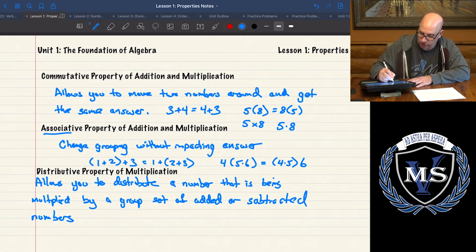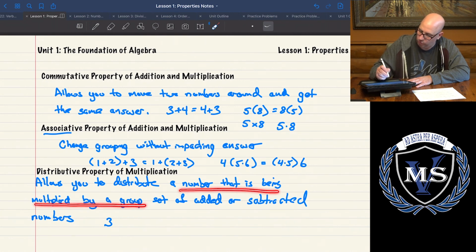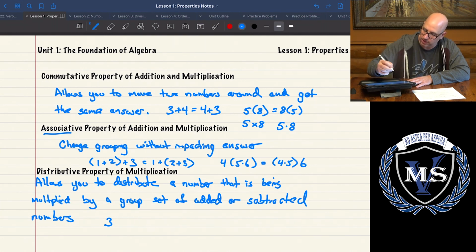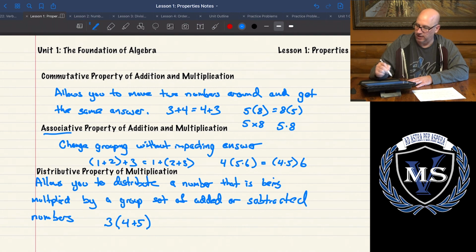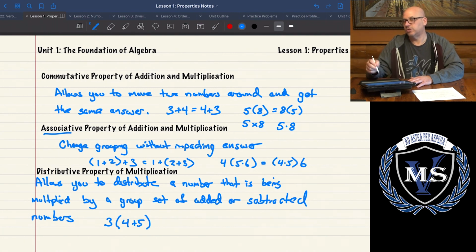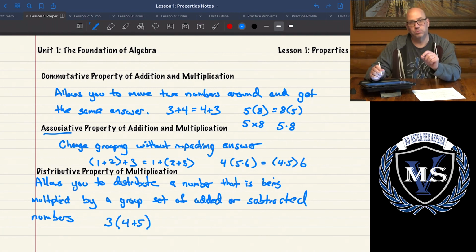So if I have 3, for example, it takes a number that is being multiplied. So right here I said a number that is being multiplied by a group. So the group is going to be in parentheses. I have 4 plus 5. Okay? And it allows you to distribute it or hand it out to those other numbers. So normally you would just do the 5 plus 4, which is 9, and then multiply it by the 3, which is 27.